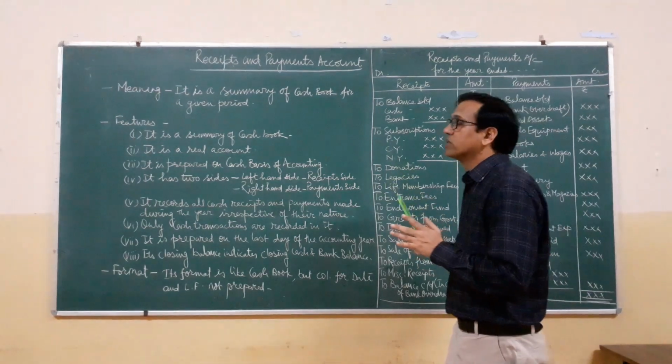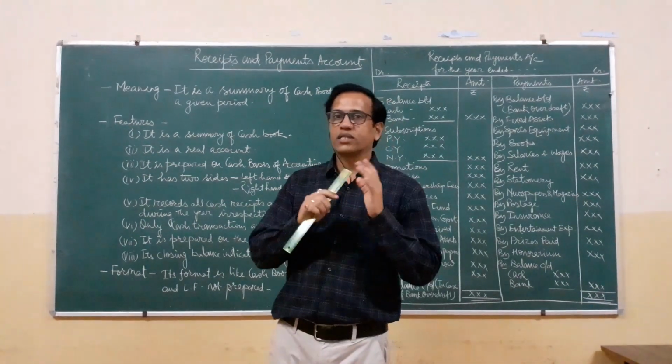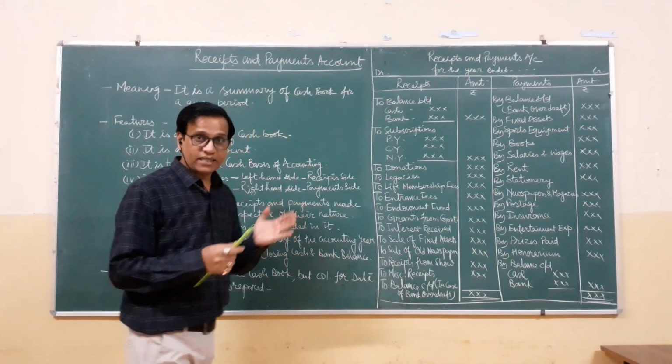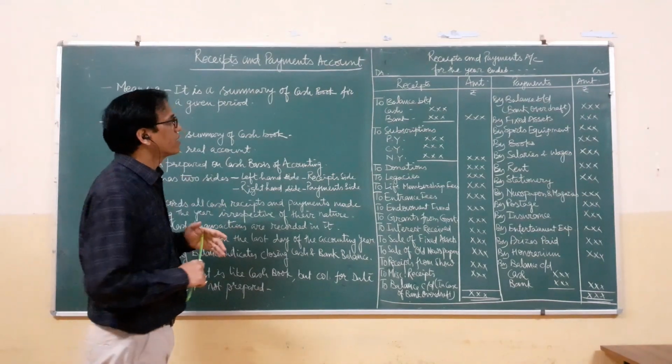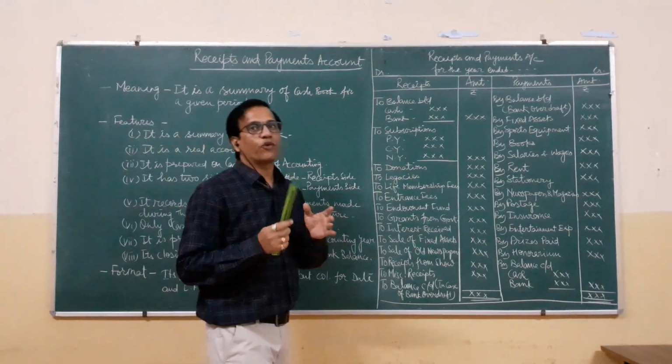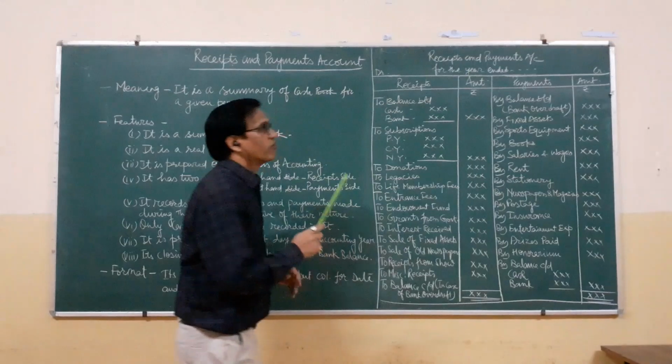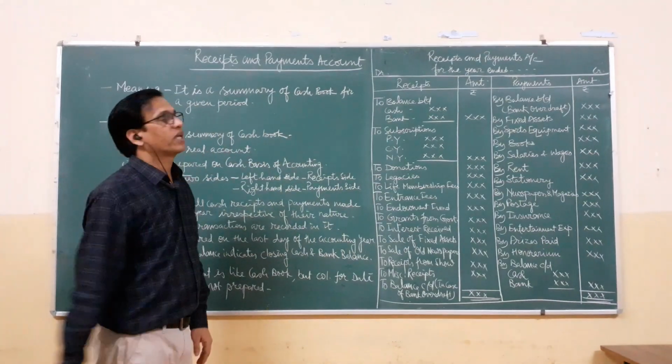Okay, so this is about the meaning and features of receipts and payments account. As I told, it is prepared at the end of the year. That means it is one of the financial statements. So how to prepare it? What is the format? To prepare it, we simply draw the format like cash book.